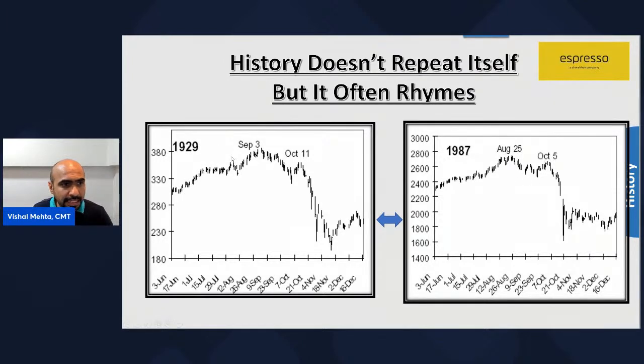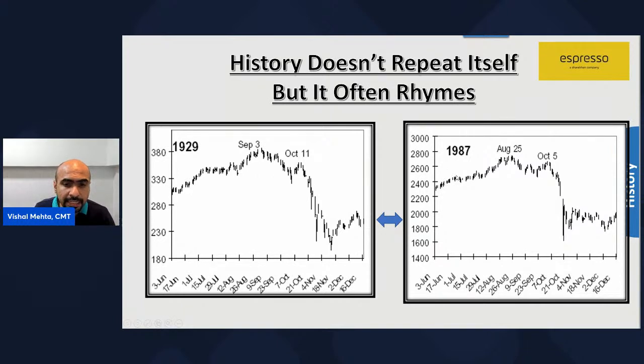Almost identical price movement in 1929: higher tops, higher bottoms, higher tops, higher bottoms, and then all of a sudden it started making a lower top, lower bottom, and a major crash came once the previous swing was broken. Mind you, prior to that, there was a complete bull run.